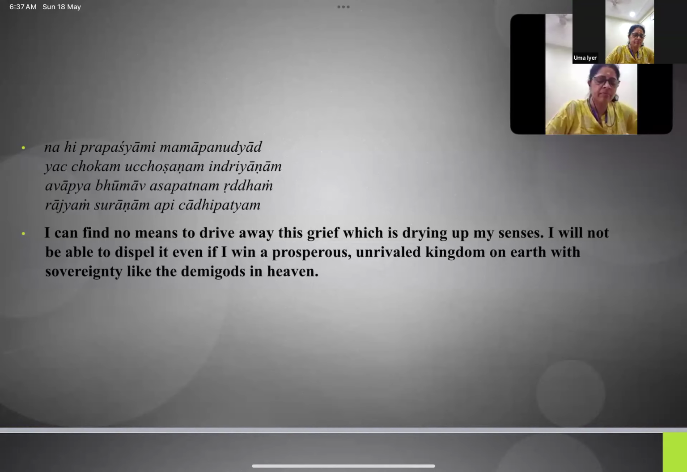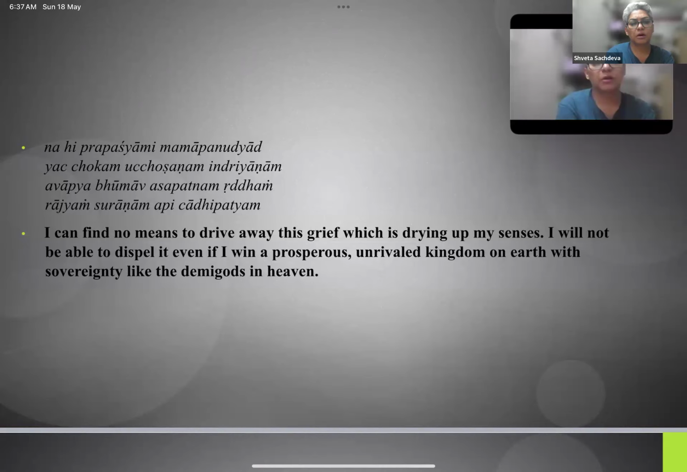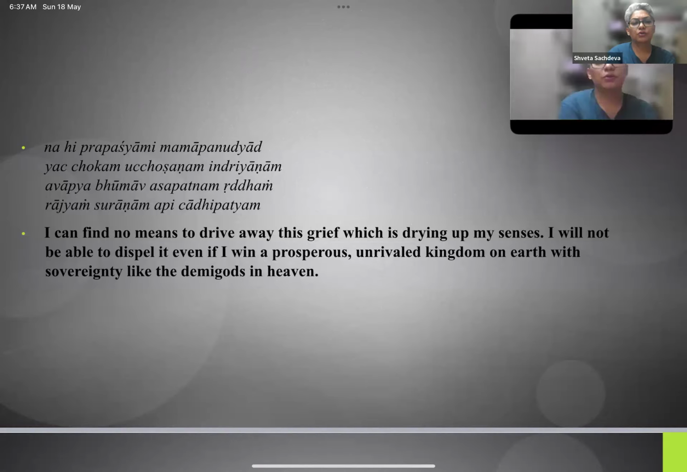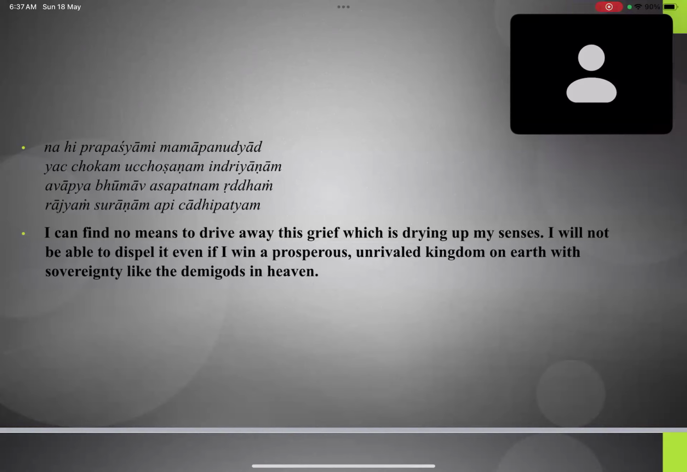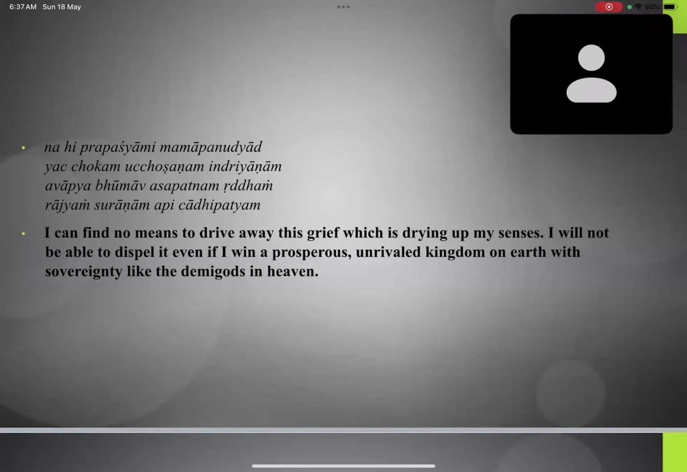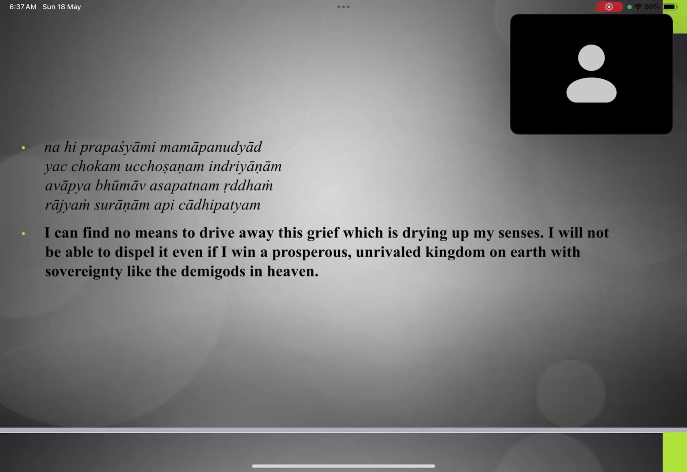We'll do it once with the tune now. Nahi prapashyami mama apanudyat. Yach chokam uchchoshanam indriyanam. Avapya bhumau asapatnam riddham. Rajyam suranam api cha adhipatyam. Would you like to do this sloka?